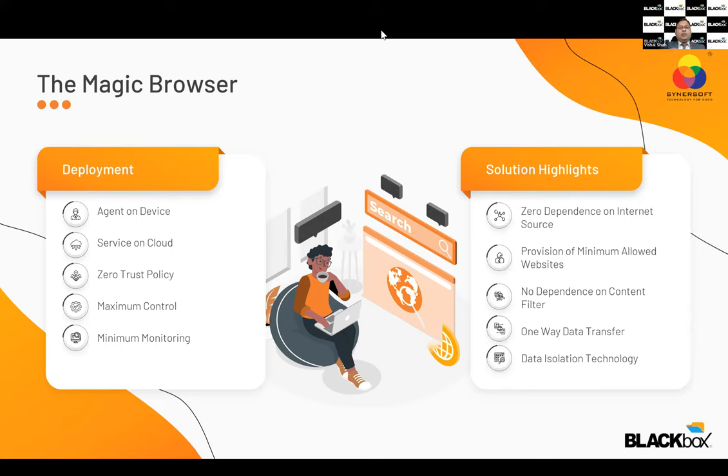Then there is provision for minimum allowed websites, meaning the user can access those websites along with the data. Then there is no dependence on a content filter. Now you don't need a content filter because you know what you want the user to access with your data, and you don't know what the user would like to access for research or business development. You don't have to know about it. Just give them the Magic Browser.